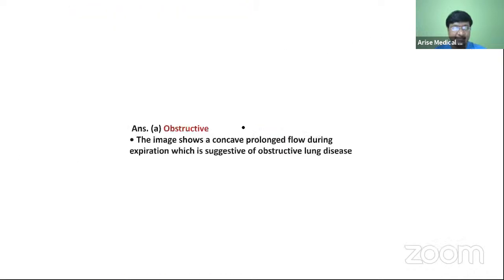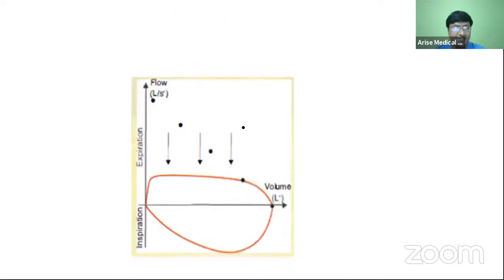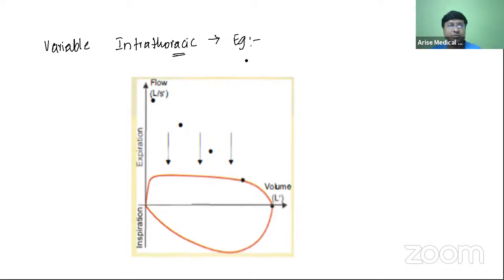This is the same thing as what we have discussed for the variable extrathoracic obstruction. And you see this, this is the flow volume loop of variable intrathoracic obstruction. Now, what is the example of variable intrathoracic obstruction? The example includes the presence of a laryngeal tumor.